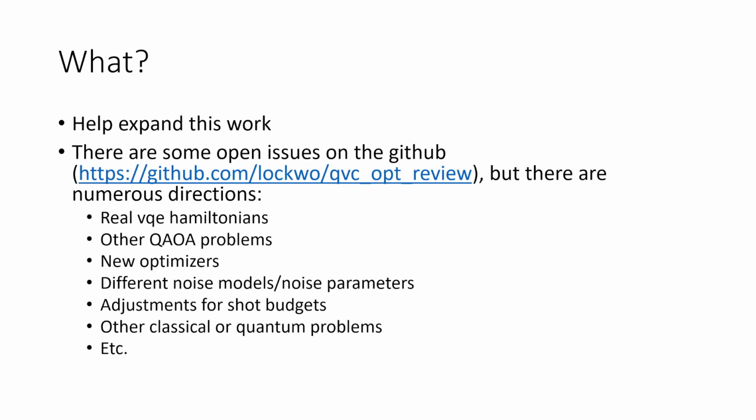You could add real, i.e. molecular or Ising model Hamiltonians to the VQE problems. There are new QAOA problems. There are different optimizers. There are different shot models, adjustments for shot budgets, entirely new problems, or even things that aren't listed here that I haven't thought of at all. All of these are welcome contributions.